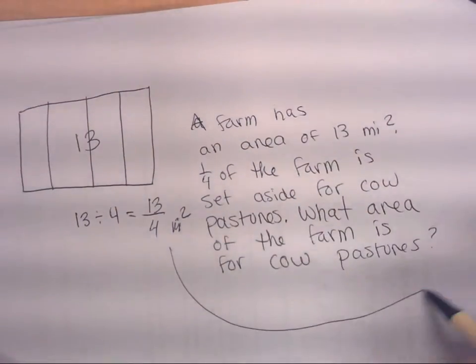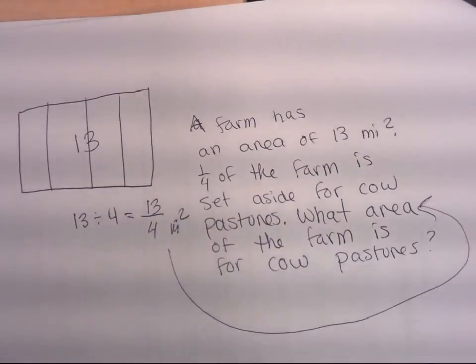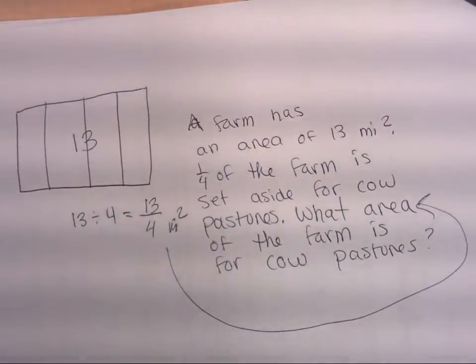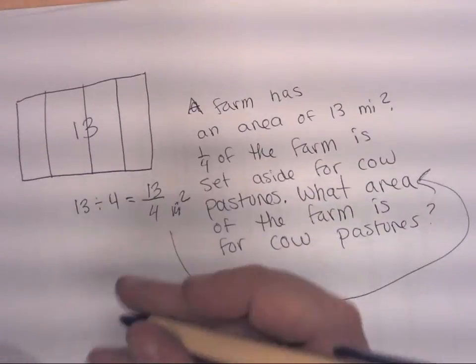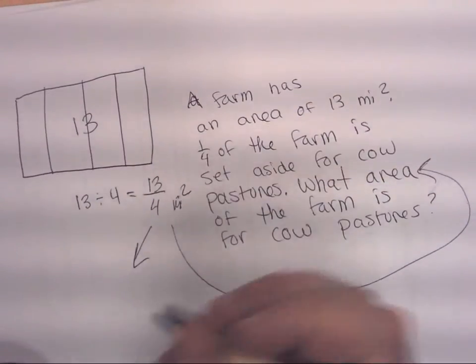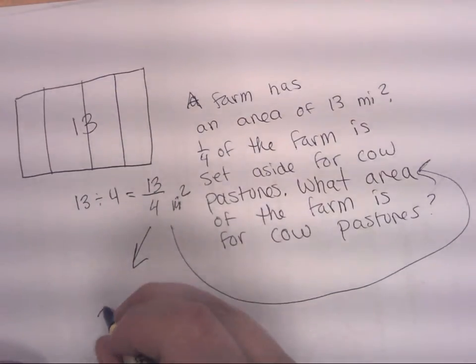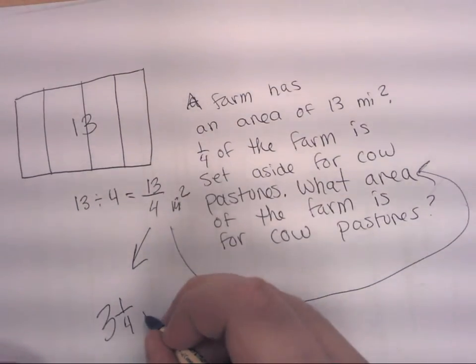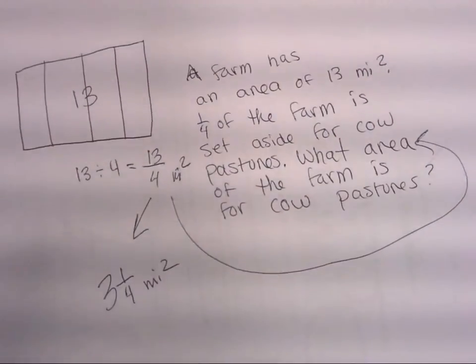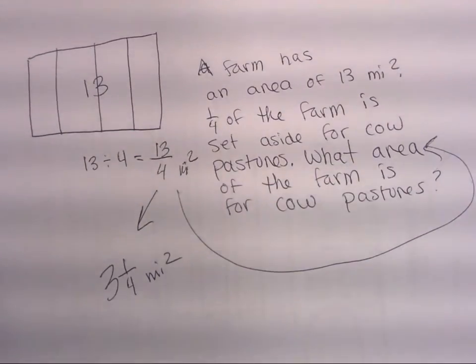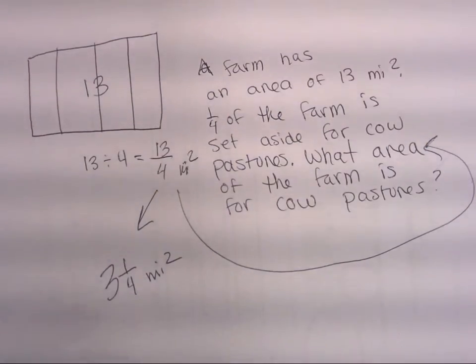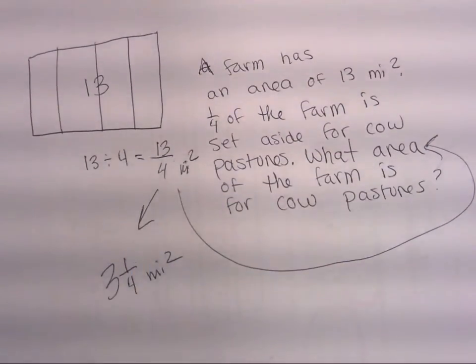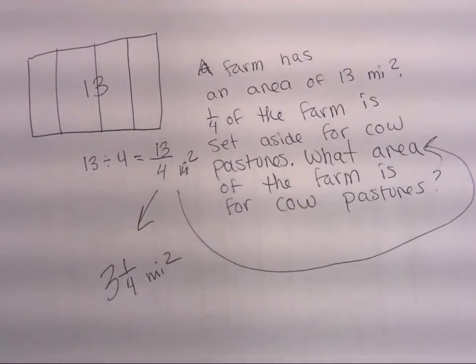Okay, what is the area of the farm reserved for cow pastures? 13 fourths square miles. But again, if we were to convert 13 fourths into a mixed number like this, 3 1/4 square miles, a lot of times that makes more sense or is easier to picture or imagine than an improper fraction like this. So I hope this video helps.